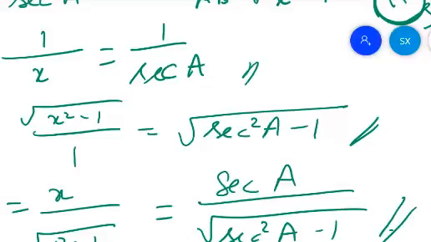Then cot. We are doing everything in terms of secant, so we need not write secant A equal to secant A. Okay, we'll go to the next one. Cot. Cot is adjacent by opposite. Very good. Which is adjacent? So this will come opposite to this, 1 by square root of secant square A minus 1.